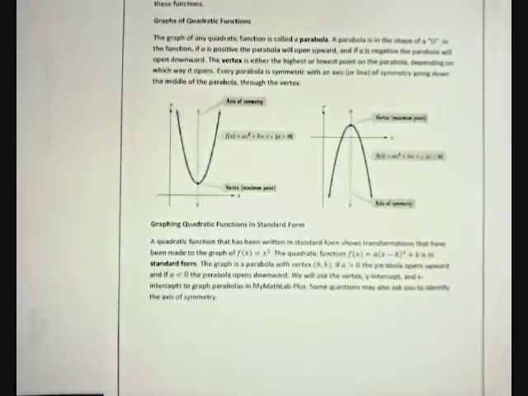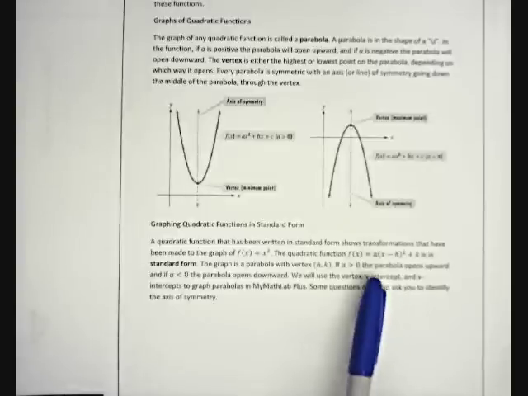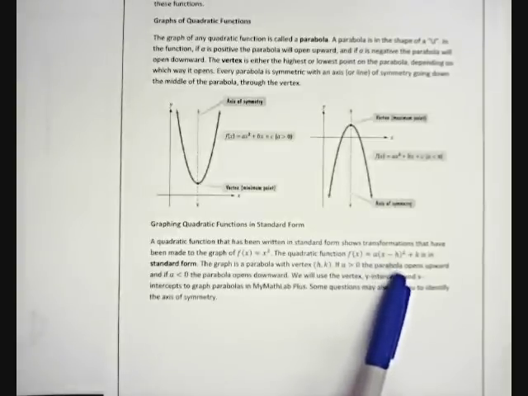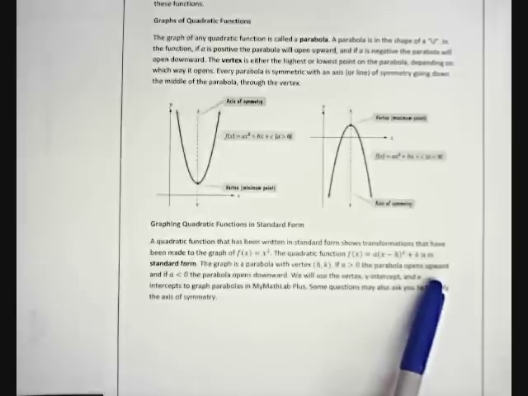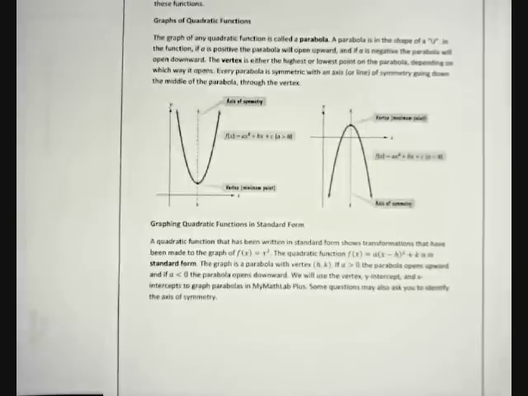There are two forms of equations for quadratic functions. The first form is called the standard form, and that is when the function is written in the form f of x equals a times (x minus h) squared plus k. This form is an equation that has had transformations or shifts of the graph of x squared. So our first task is to look at how we graph a function that is in standard form.